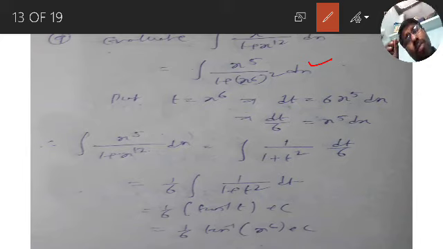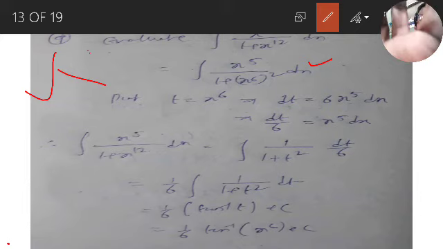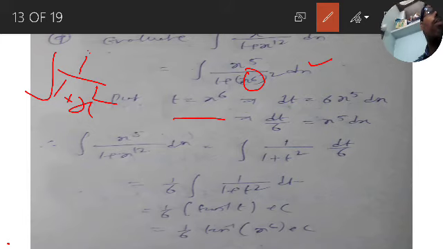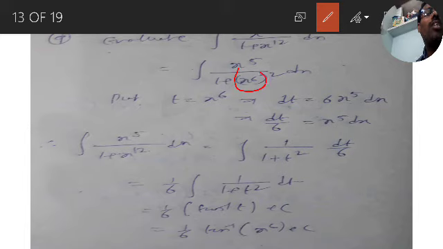You know the formula. What is the formula? The standard form is the integration of 1 by 1 plus x square, which is tan inverse x. But in place of x, now you are having x power of 6. So substitute t is equal to x to the power of 6. Are you getting?